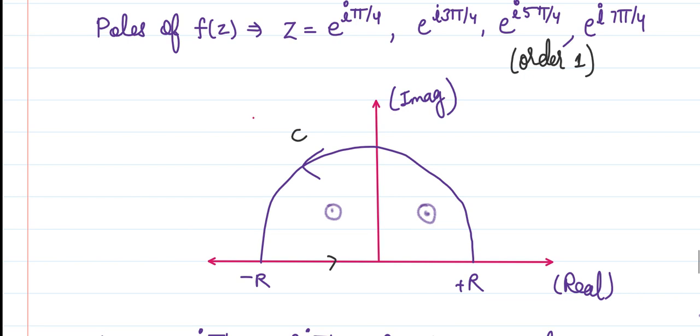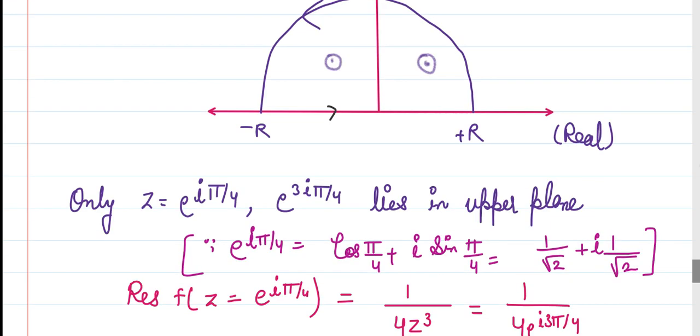So only e to the power iota pi by 4 and iota 3 pi by 4 lie in the upper plane. So you have to find the residues only at these two poles that fall in this contour. So whenever we find the integration from minus infinity to plus infinity, you are going to consider only the upper half plane. Okay, this is your contour, and the only residues you are going to find are for the particular poles residing in the upper half plane.